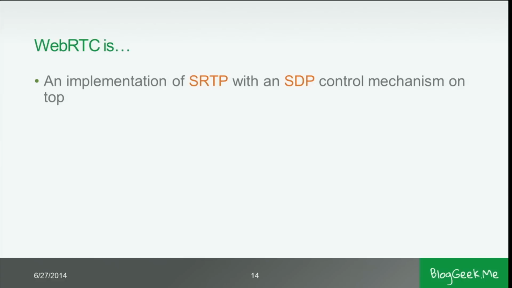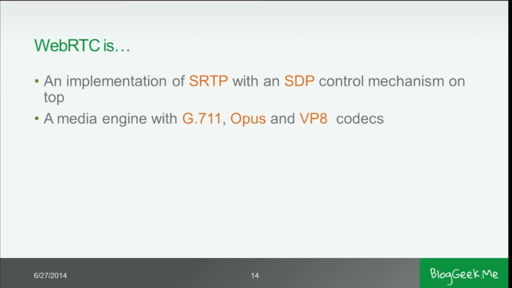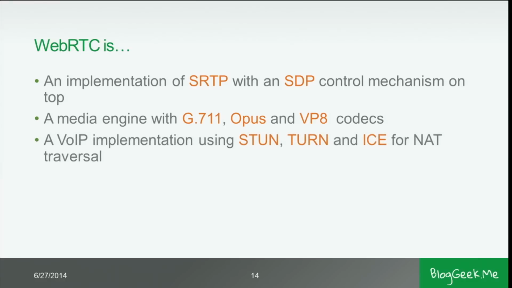Other things that exist in WebRTC: we have a media engine, and in that media engine we have an implementation of 3 codecs, 2 voice codecs, G711 and Opus, and 1 video codec, VP8, at least today. In terms of the VoIP implementation, we are using STUN, TURN, and ICE in WebRTC to do NAT traversal. And we need NAT traversal. We'll see that in a moment.